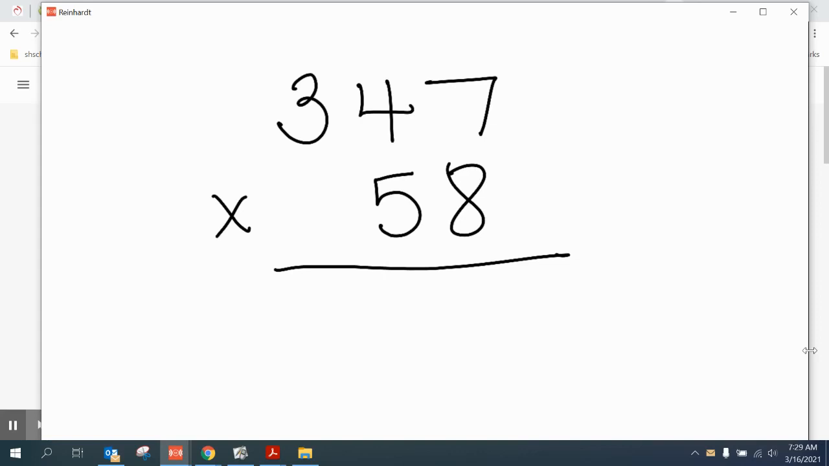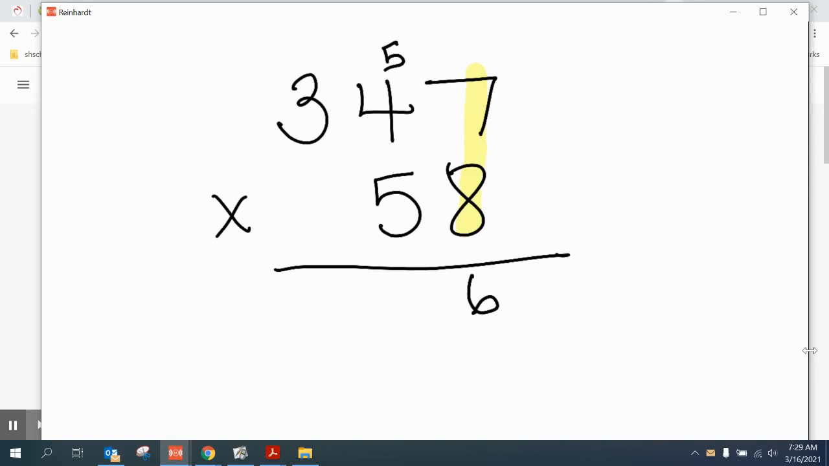We are going to start working with the number 8. See the number 8 here? It's going to multiply first by the ones place. So what is 7 times 8? 7 times 8 is 56. I'm going to put my 6 in the ones place because it's the digit in the ones place, and I'm going to carry my 5 over the next number, the number in the tens place, which is the 4.